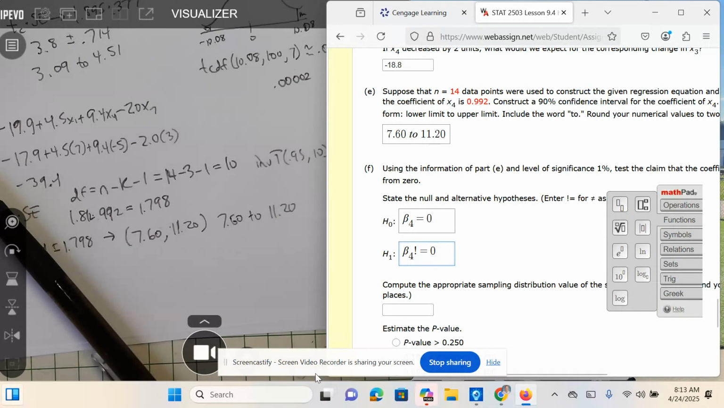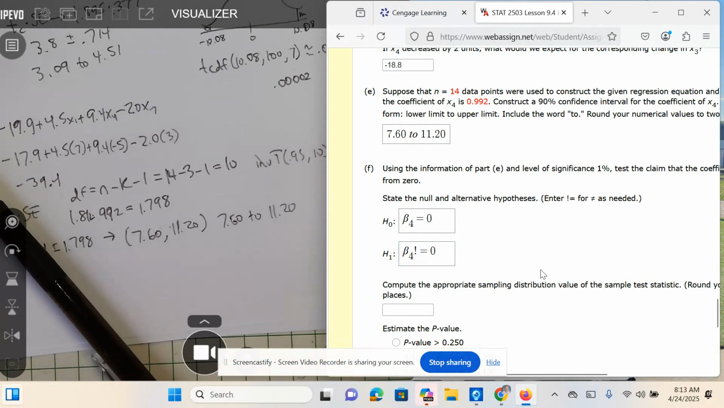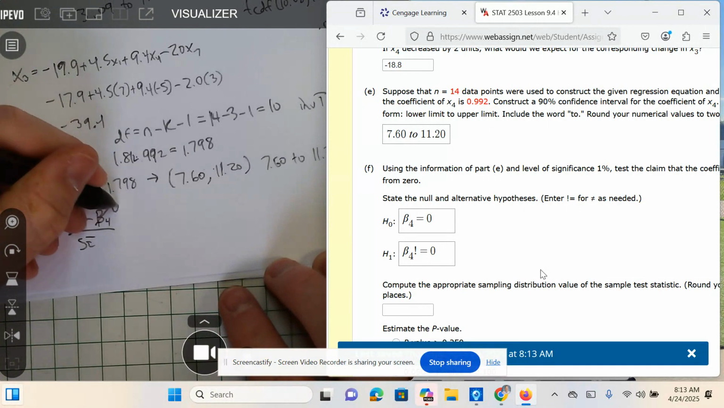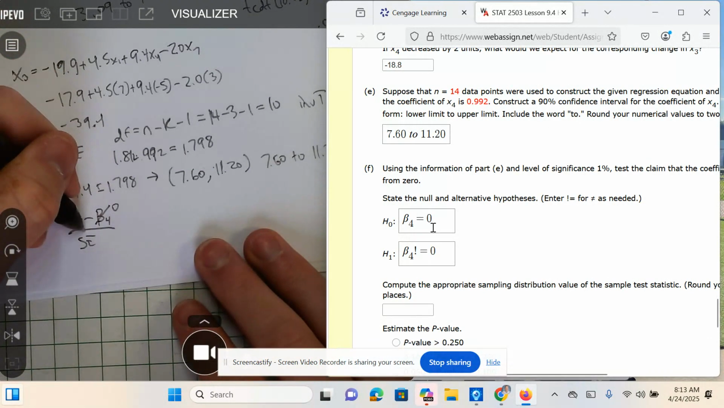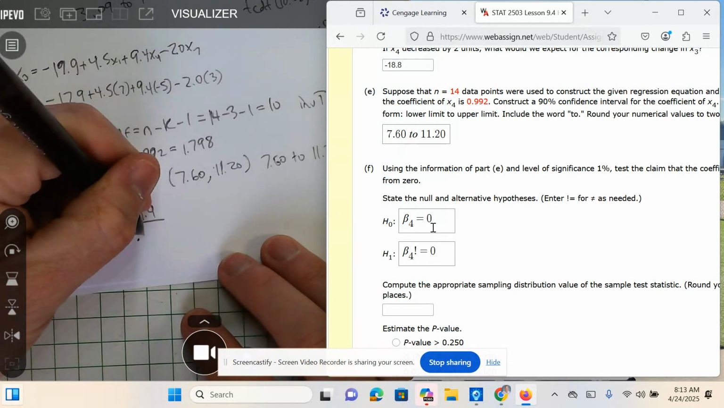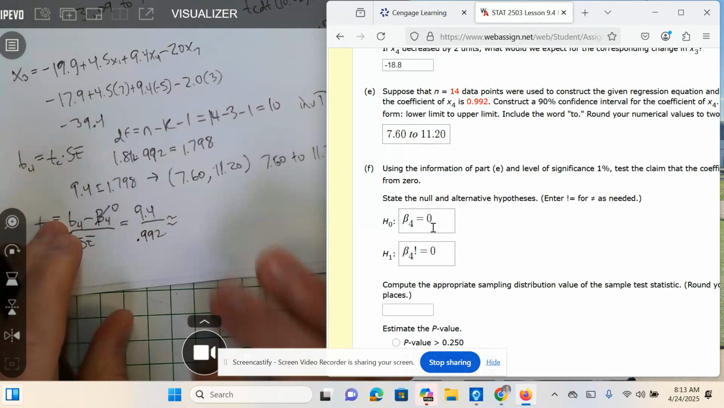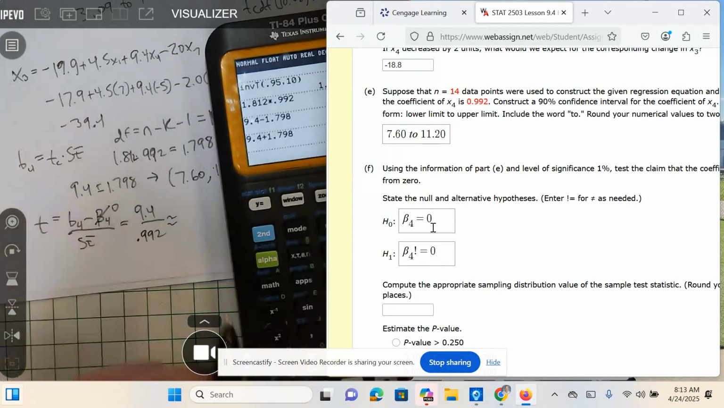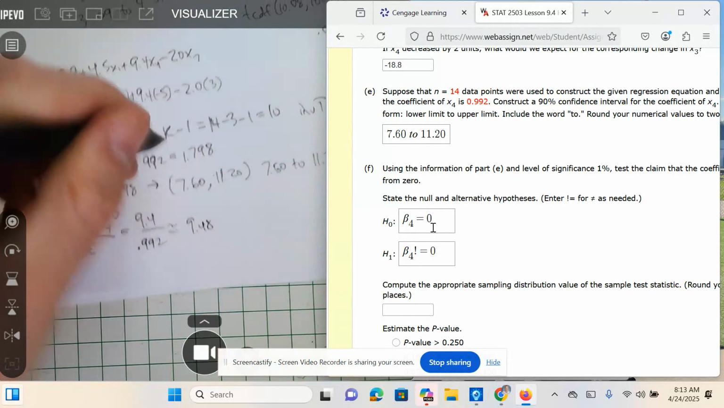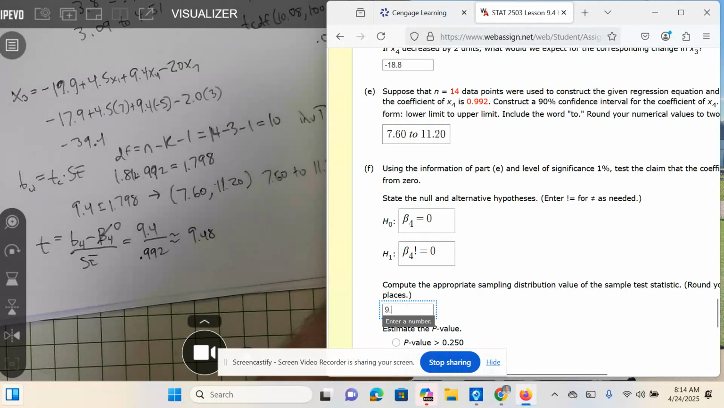All right, the sampling distribution value, the sample test statistic. The test statistic is equal to the slope minus the hypothesized slope, divided by the standard error. Remember, the hypothesized slope is going to be 0 because that's the null. So you're basically just doing the slope, 9.4, divided by the standard error, 0.992, and you get 9.48. So 9.48. And then we'll do the p-value.